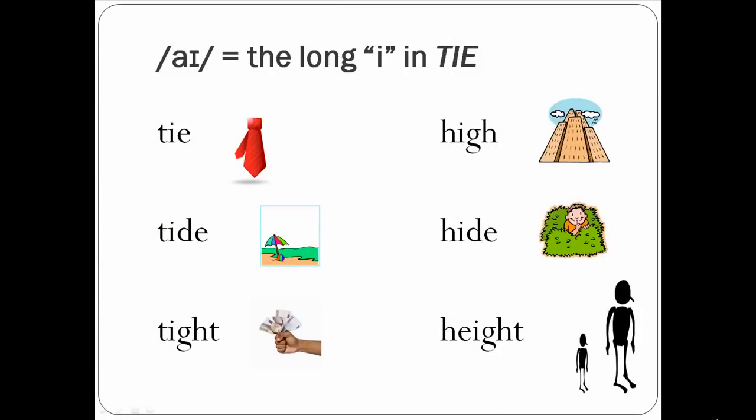It may help you to know that there's a slight Y sound that makes the glide possible. This long I sound is usually spelled with an I or IE, although there are other spellings. Let's first say this as an open sound. Tie, high. Now let's say it followed by a voiced consonant. Tide, hide. And finally, we'll follow it with a voiceless consonant. Tight, height.